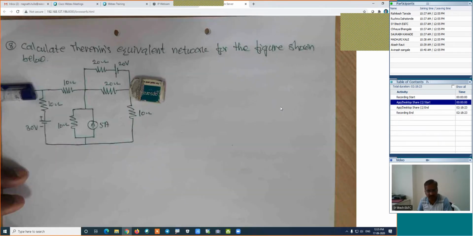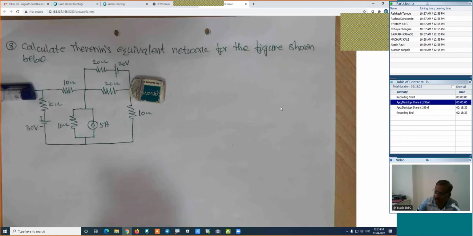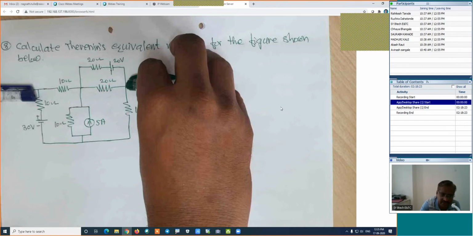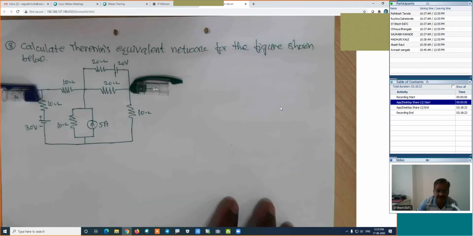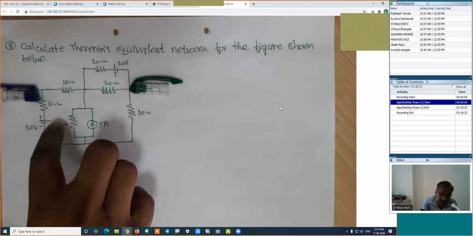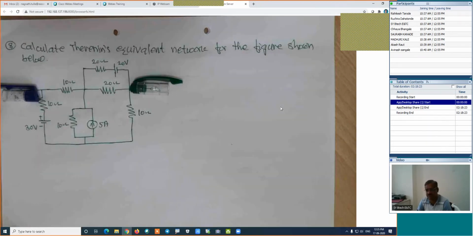How to calculate current in these branches? Which method will be suitable? Which method will we use for this calculation of the current? Yes, anyone? If we are using the mesh analysis, how many meshes will there be? 1, 2, 3, 4. 4 loops.